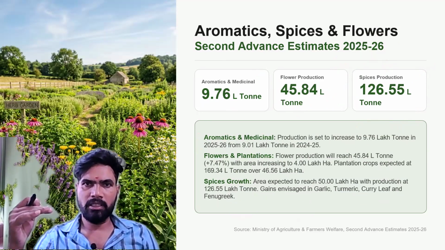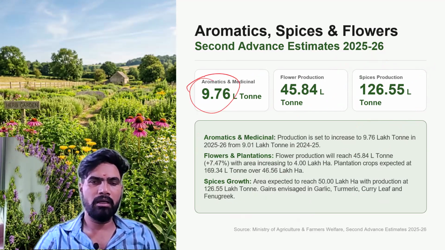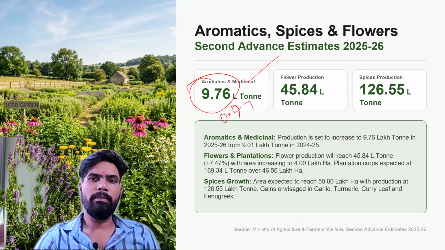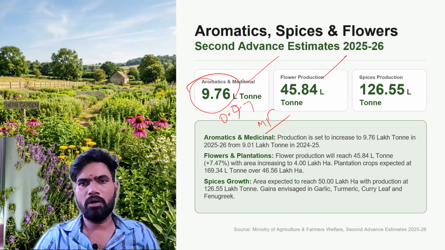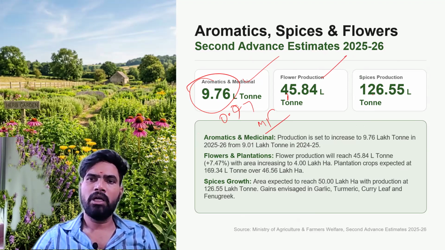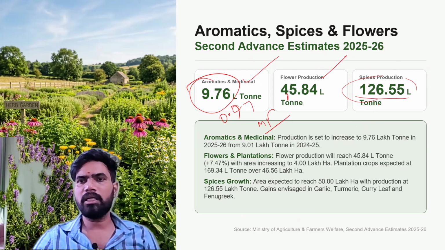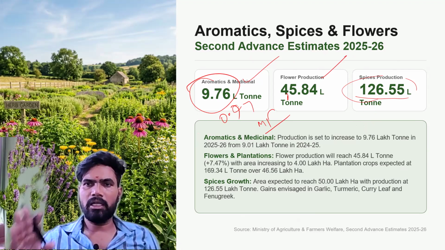Aromatic plants, spices and flowers, so we will see. Aromatic and medicinal plants, their production is 9.76 lakh tons or 0.97 million tons. Flower production, floriculture, is 45.84 lakh tons or 4.58 million tons. Spices production is 126 lakh tons or 12.65 million tons. This is about aromatic plants, flowers and spices.